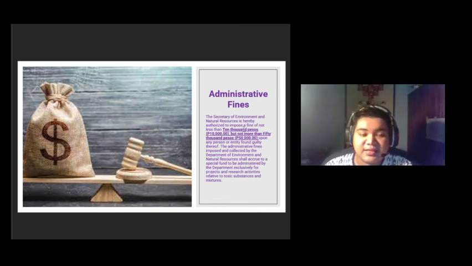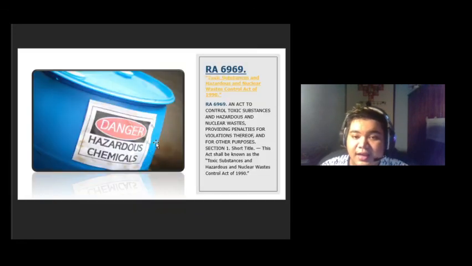So, that's it. That's all you have to know about RA 6969. It is also called the Toxic Substances and Hazardous and Nuclear Waste Control Act of 1990.